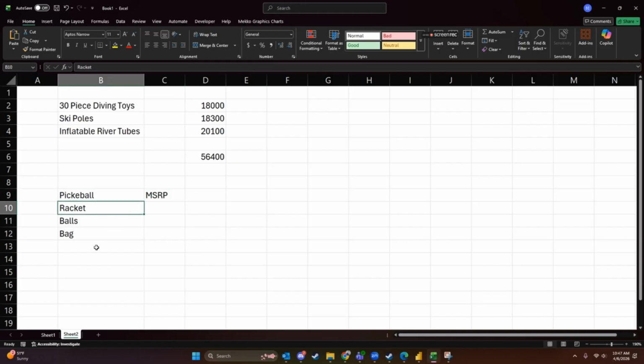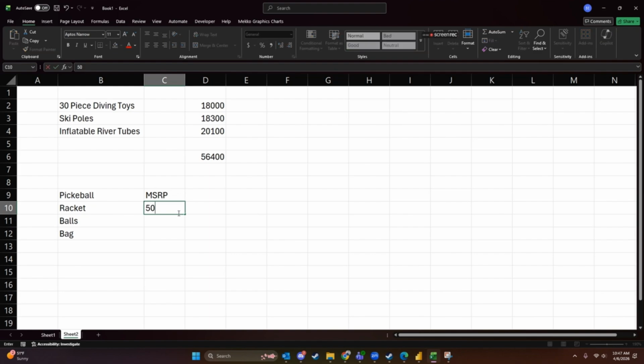We'll go low tier on the racket. So entry level racket will be $50. And then we'll assume we're doing a 3 ball set, and I googled it, and I think a reasonable price is $9. And then I don't know what the bag is going to be. Again, entry bag is $35. Okay.